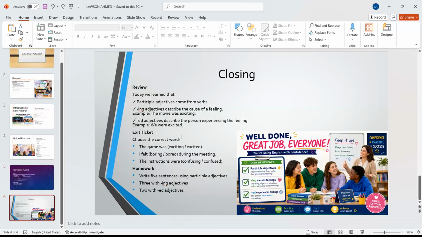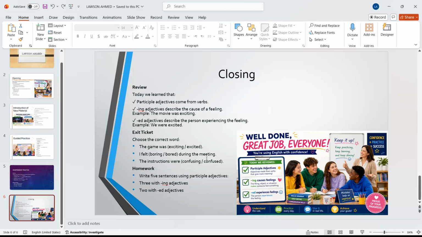All right. So this is the end of the lecture. Today we learned that participle adjectives come from verbs. Ing adjectives describe the cause of a feeling. For example, the movie was exciting. The cause was the movie. They are describing it as being exciting. Ed adjectives describe the person experiencing the feeling. For example, we were excited. We experienced excitement. We were excited.